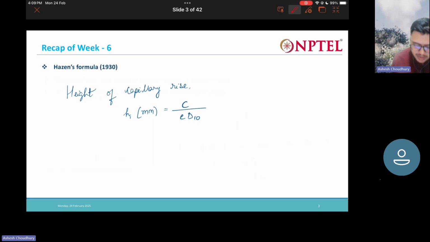Now in case of soil, the height of capillary rise, the height by which the water rises, is given by H equal to C by e D10, where C is a constant, e is the void ratio, and D10 is the effective size of the sample. This is the water level, and this is the height by which the capillary will rise.